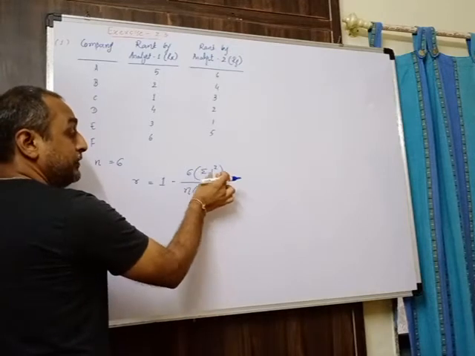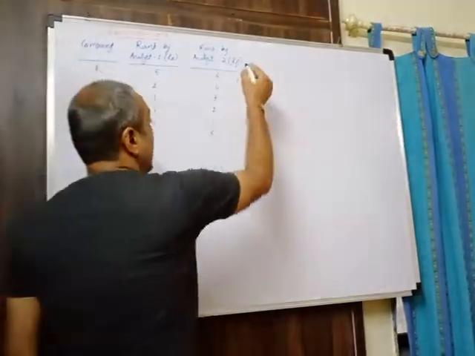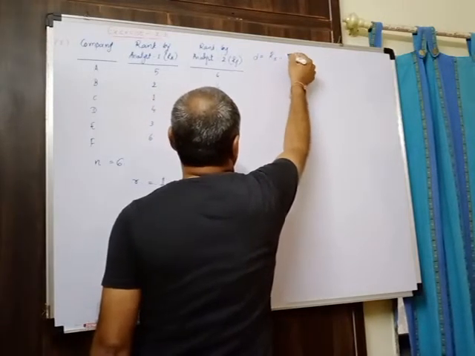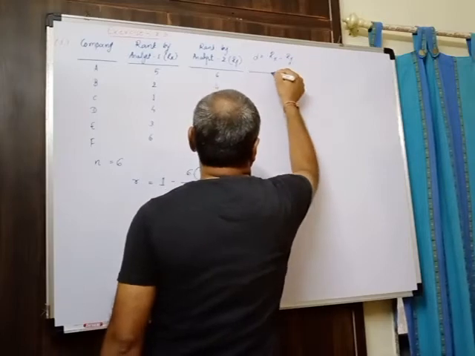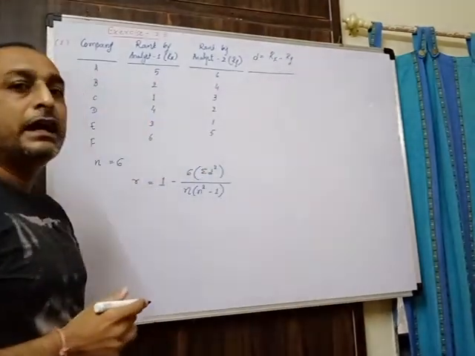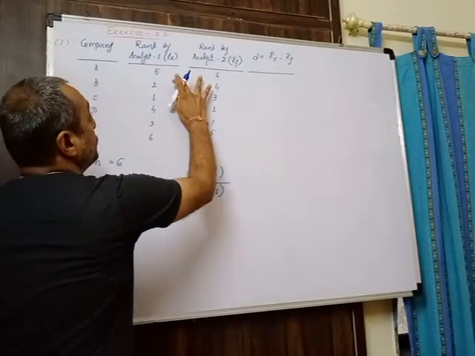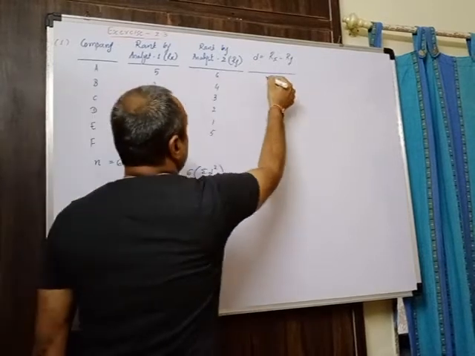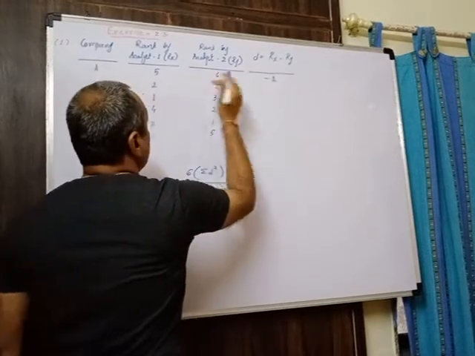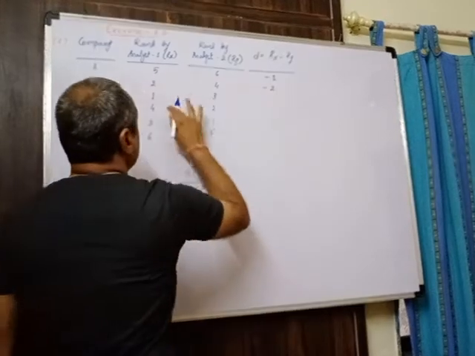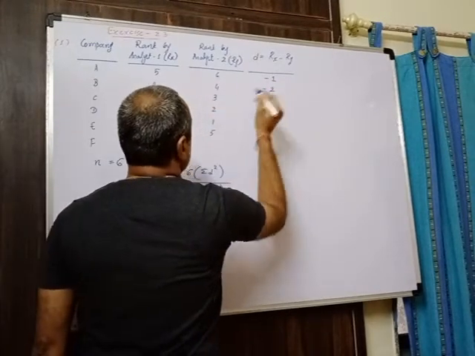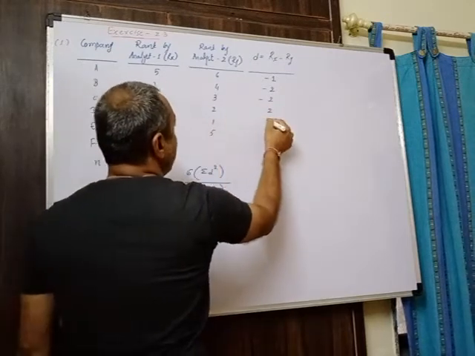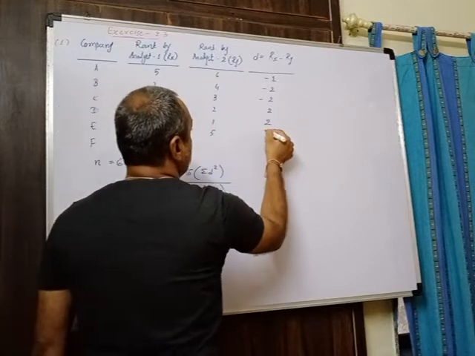For that purpose, first we'll calculate d. In the last session, we discussed that d is equal to the difference of the ranks of x and y, that is, d is equal to Rx minus Ry. So we have to deduct these two values, and write that difference over here: 5 minus 6 is minus 1, 2 minus 4 is minus 2, 1 minus 3 is also minus 2, 4 minus 2 is 2, 3 minus 1 is also 2, 6 minus 5 is 1.